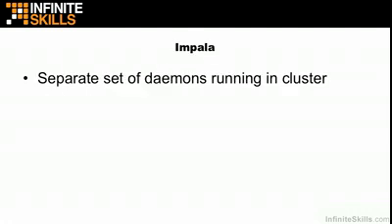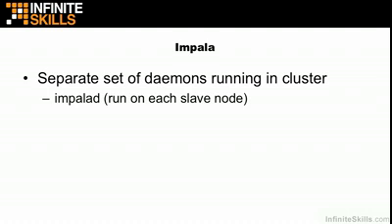Impala, again, is a separate set of daemons in the cluster, whereas Hive and Pig both require the job tracker and one or more task trackers running in the cluster. Impala requires an Impala D daemon, which is run on each slave node. Again, with Impala, we could turn off the job tracker and the task tracker, and the Impala queries would work just fine because they use these different set of daemons.